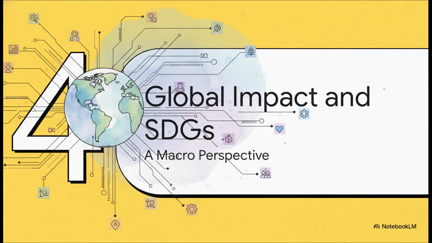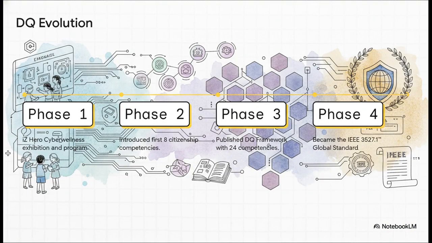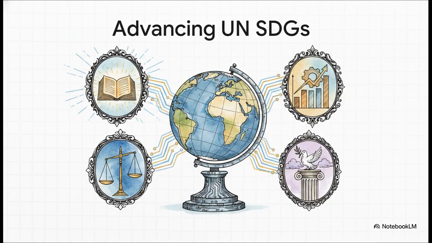All right, Section 4, Global Impact and SDGs. Zooming out from the corporate level, let's examine the macro impact and the unquestionable global authority of this framework. The evolution of this standard really proves its immense credibility. It actually started out as a scientifically validated science museum exhibit in Singapore called the I0 program. From there, it introduced its first 8 core competencies, expanded into a robust framework of 24, and ultimately evolved into the world-first IEEE global standard we use today. That rigorous progression means it has been stress-tested from the educational front lines all the way up to global engineering standards boards. And it goes even bigger than that.